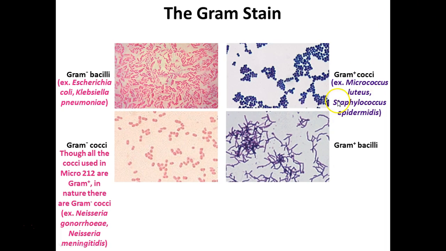And of course, the staph are going to cluster and the micrococcus. You guys remember the characteristic arrangement for micrococcus? It's 4 of them together. What do we call that? Tetrads. And then we have some gram-positive bacilli. And in fact, all the bacillus that we work with in this lab are gram-positive. So they're rod-shaped, but they'll come out purple when you stain them.